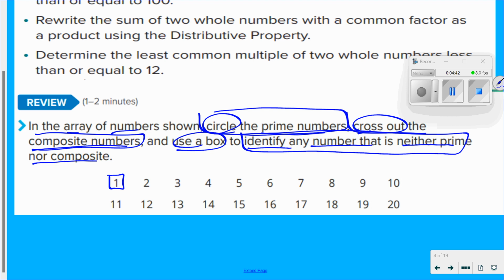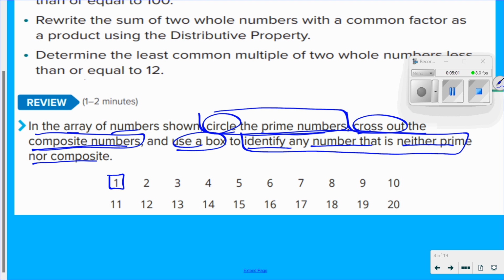So we talk prime and composite numbers. 1 is a special one, a special circumstance, because it actually isn't either one of those. That makes a really good trick test question. If we're talking about prime numbers and ask you if 1 is prime, the answer is no. But it's also not composite. It is neither prime nor composite.